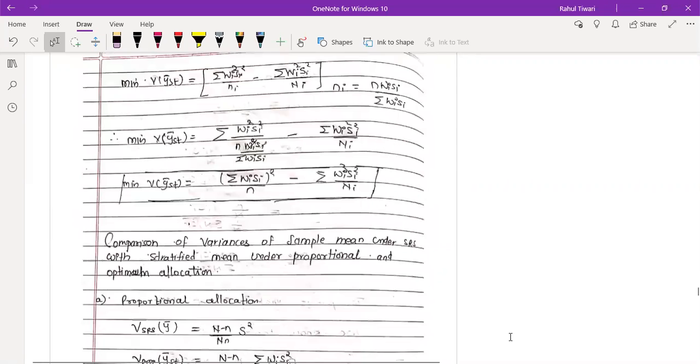Yes, anyone? There are very few students. Why are there only 26 students? What happened?